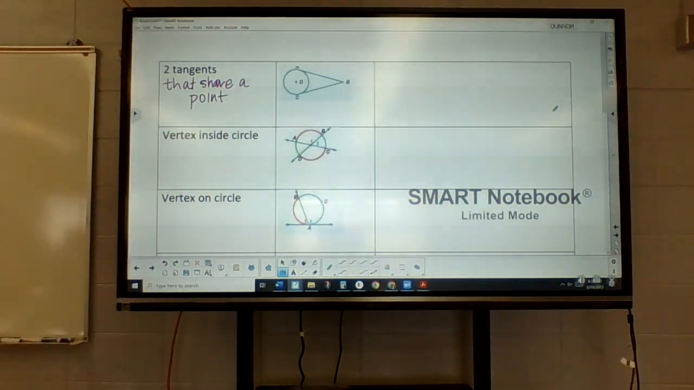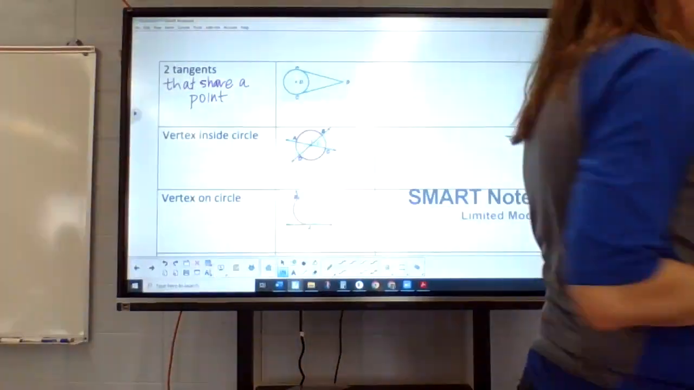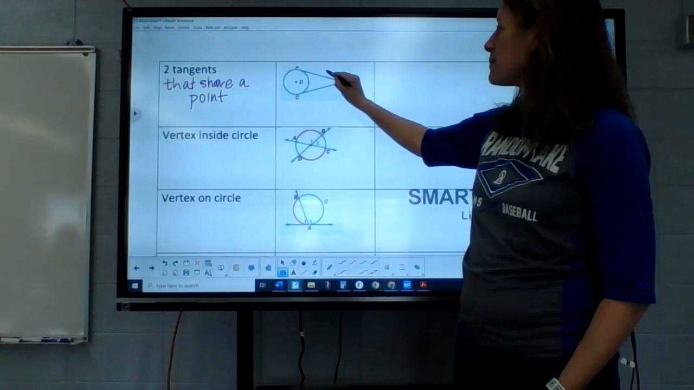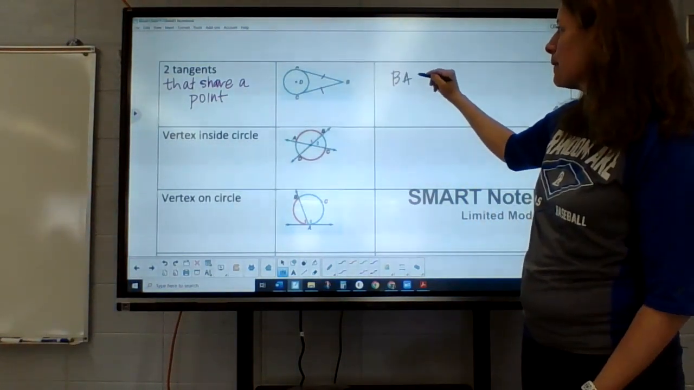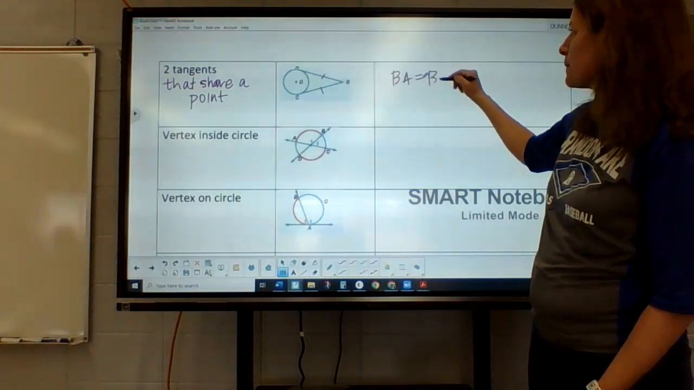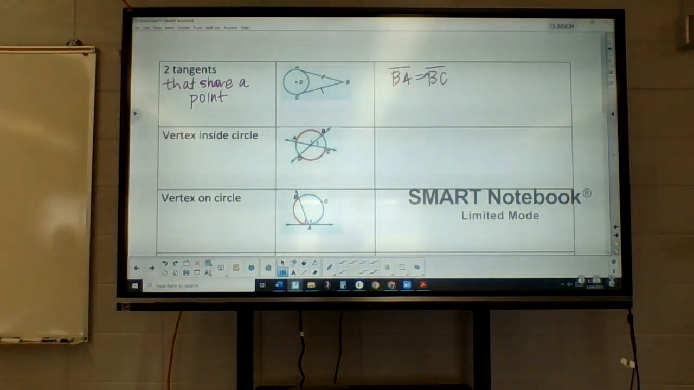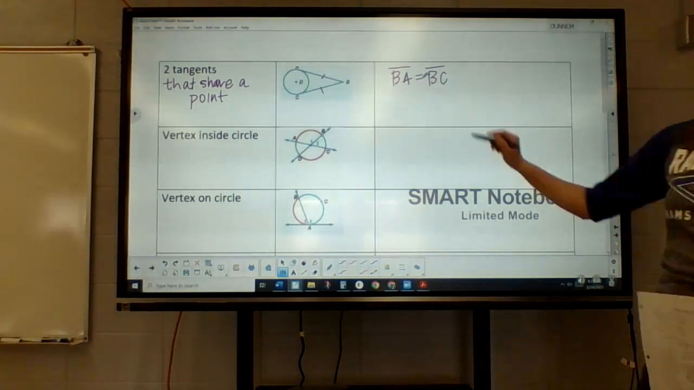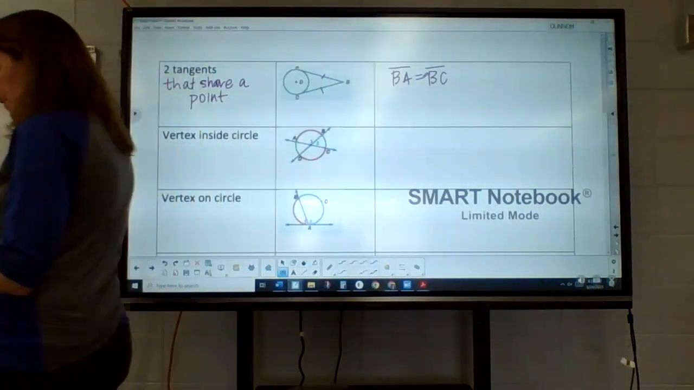Okay, so we have two tangents that share a point. That means those tangents are going to be the same length. So if they share a point, they're going to be the same length. So tangents to the same circle that share this common point of B, you automatically know they'll be the same.